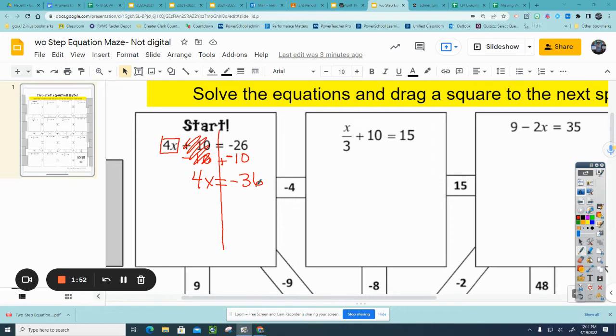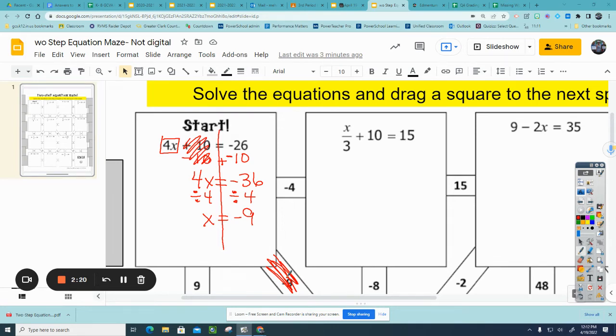Negative 36. Okay? So now I'm doing step 2. I need to remove that 4 using the inverse property. So I'm going to divide this side by 4, divide this side by 4. And you're left with x equals negative 9. Okay? Now if you got your answer right, then you'll be able to do this, and it will be extremely happy and will go on, and all of your answers will be there.